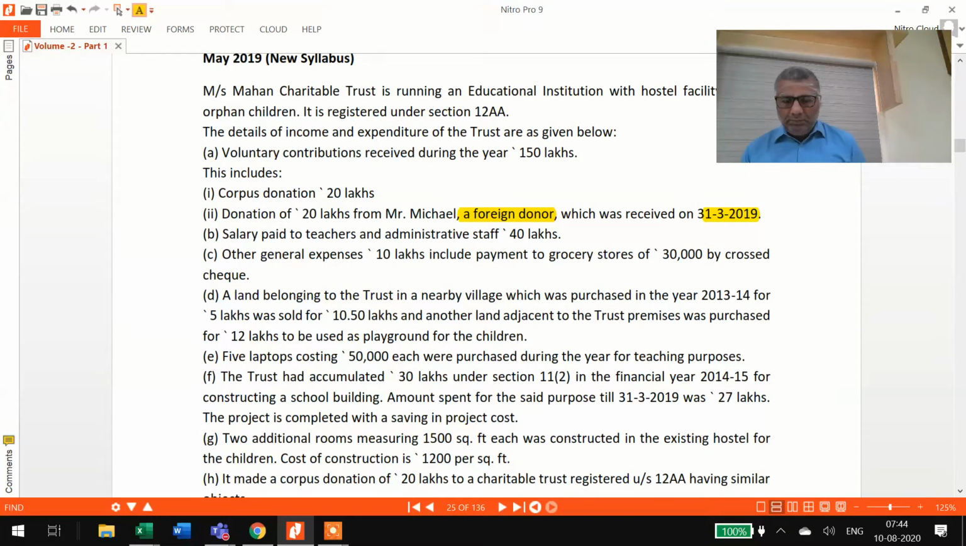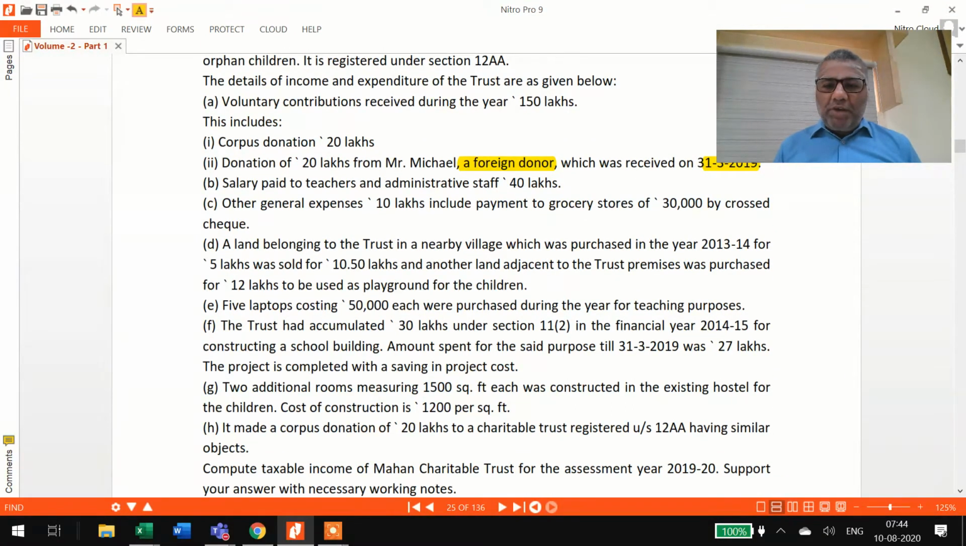Sir, point C. Other general expenses 10. Point G. 2 additional rooms measuring 1,500 square feet each were constructed. So 1,500 into 1,200 should be taken as application. Utilization. Sorry, 3,000 into 1,200. Is that the question, Hariharan? Yes, sir. So it should be treated as utilization. Depreciation cannot be claimed.